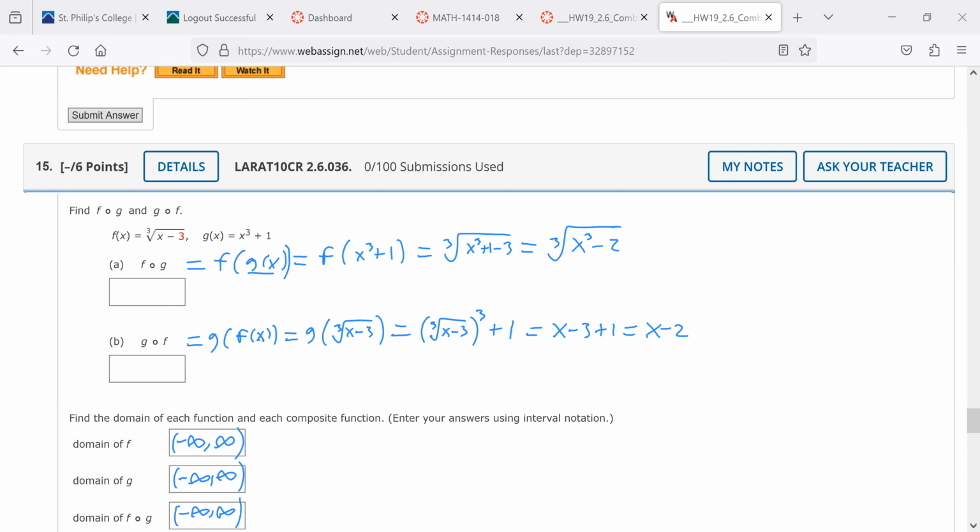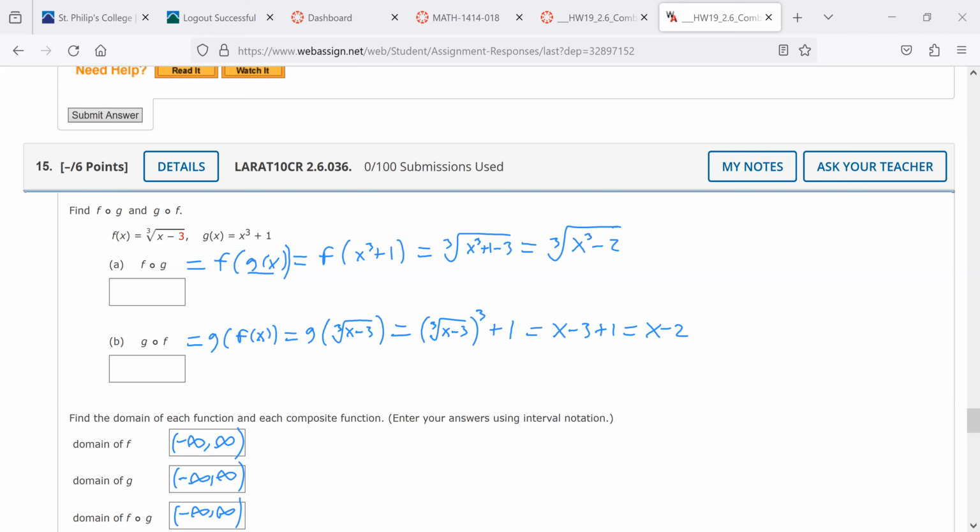Look at the resulting function and see if there's any new restrictions, like division by 0 or an even root or something. And then look at what you plugged in and see what restriction was on that. And then just combine all those restrictions into one domain.